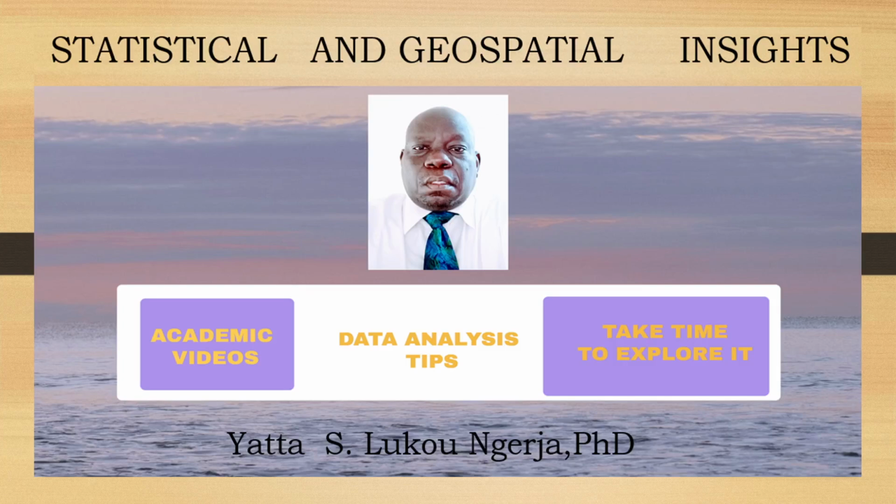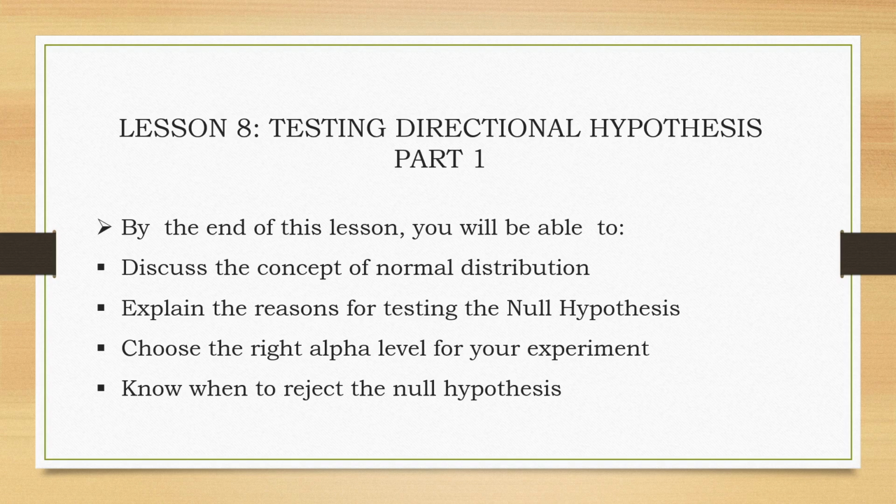We are meeting in YouTube lesson number 8, which is about testing directional hypothesis, part 1. By the end of this lesson, you'll be able to discuss the concept of normal distribution. You should be able to explain the reasons for testing the null hypothesis. You should be able to choose the right alpha level for your experiment, and you should be able to know when to reject the null hypothesis.